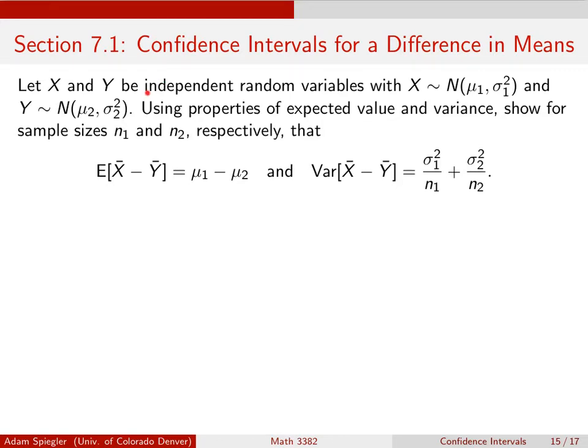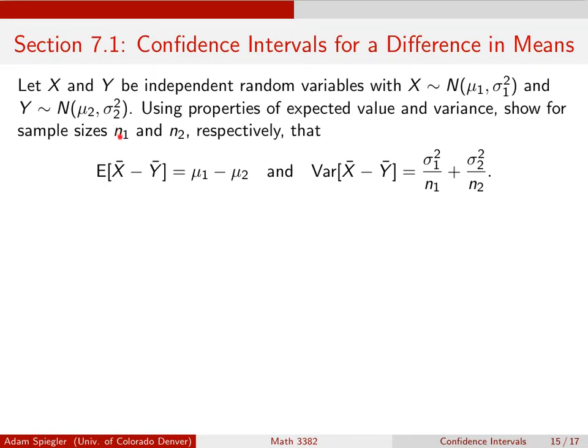That's important here, that these are independent random variables, where X is from a normal distribution with unknown mean and unknown variance, and Y is from a normal distribution with unknown mean and unknown variance. So in order to construct these interval estimates, it's going to be useful to know what the sampling distribution for these things looks like in theory.